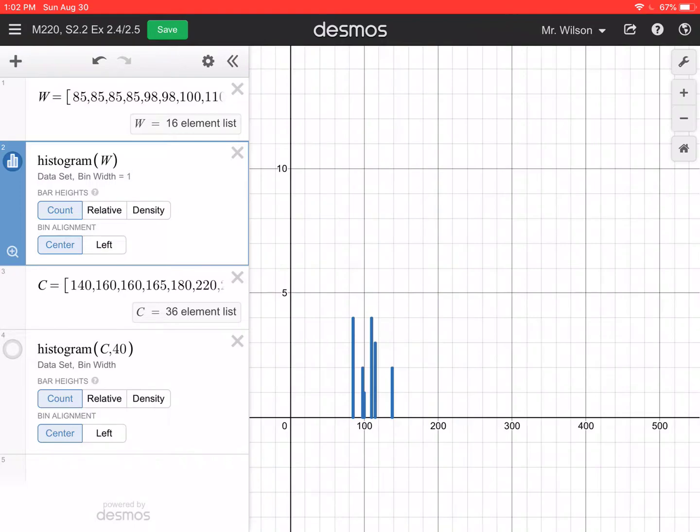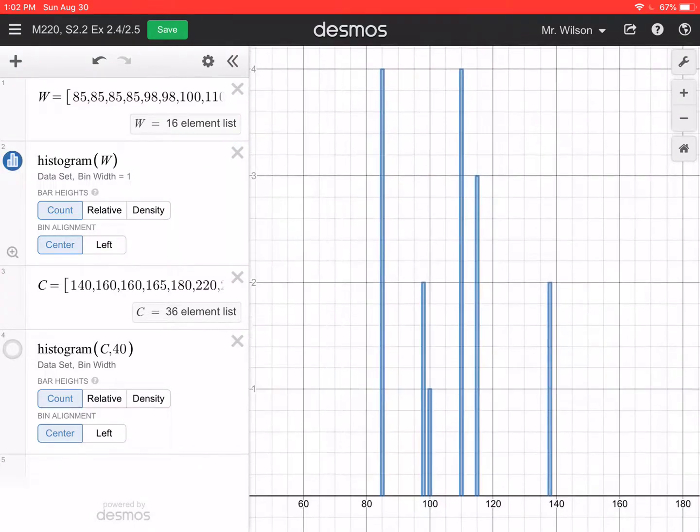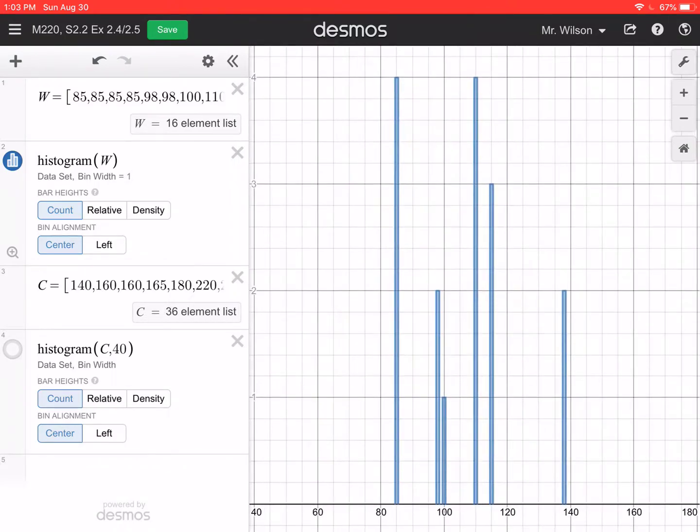So let me zoom in here. And there you can see it's kind of small because our scale is a little wonky here, but these are rectangles, right? And on the horizontal axis, you see we've got like an 85 down there, 100, and then up on the vertical axis, it's measuring their counts.